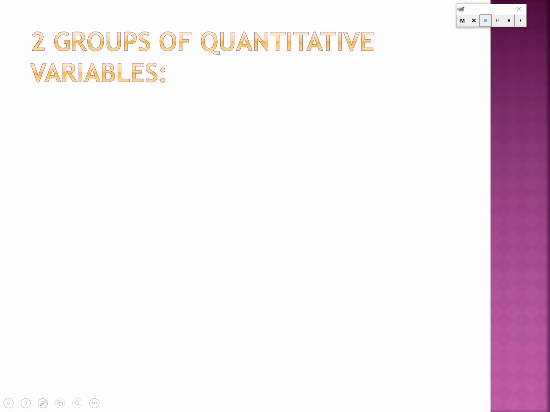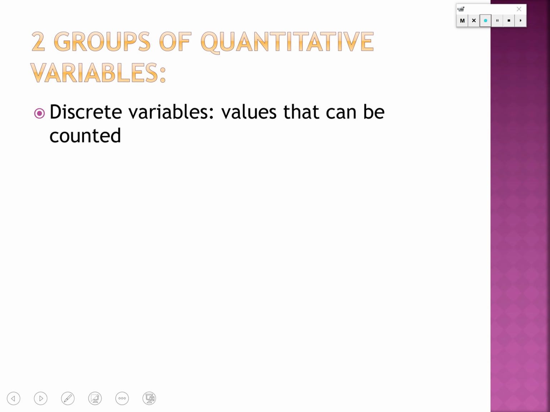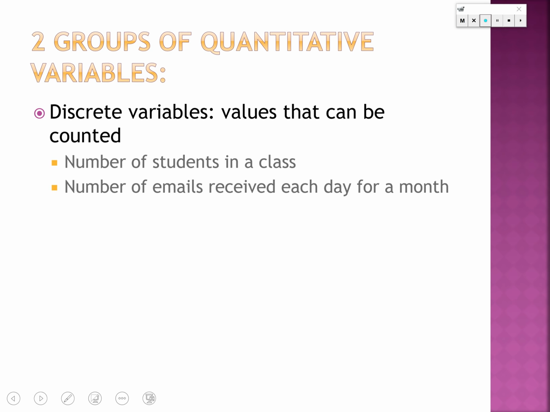There's two specific groups of quantitative variables. The first one is a discrete variable. Discrete variables have values that can actually be counted. So it could be, for example, the number of students in class. I could physically count how many students are in class today. The number of emails you receive each day for a month.